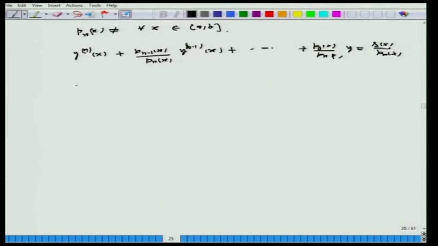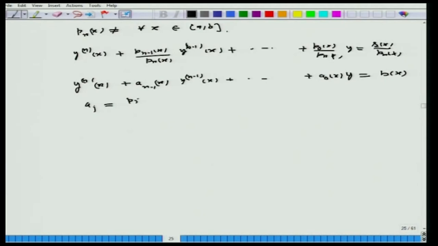So, this can be rewritten in this form: y^(n)(x) plus a_{n-1}(x) y^(n-1)(x) and so on, plus a_0(x) y equal to b(x), where these a_j(x) is Pj(x) over Pn(x), for j equal to 0, 1, 2 up to n minus 1, and b(x) equal to R(x) over Pn(x).